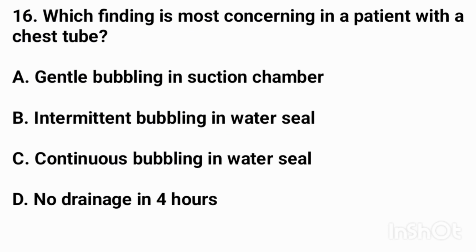Question number 16. Which finding is most concerning in a patient with a chest tube? The right answer is option C. Continuous bubbling in water seal.